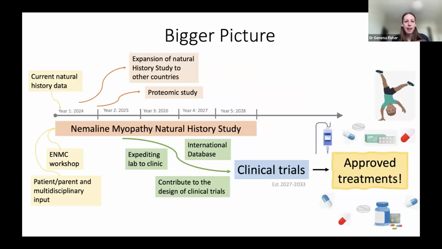And our aim, the bigger picture, is that the Nemaline myopathy natural history study fits into this orange bar here. All the work that's happened before it has been incredibly useful. We're already expanding it to other countries to maximize the impact. And then we hope that this will contribute to clinical trials and get some approved treatments available to hopefully change the disease course.